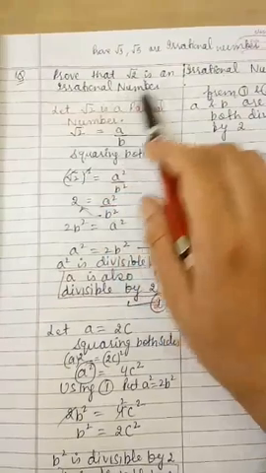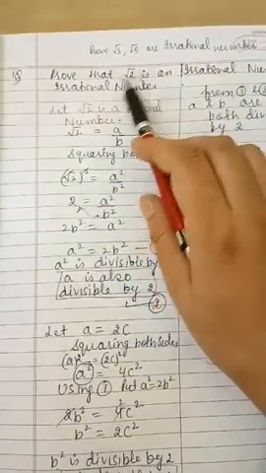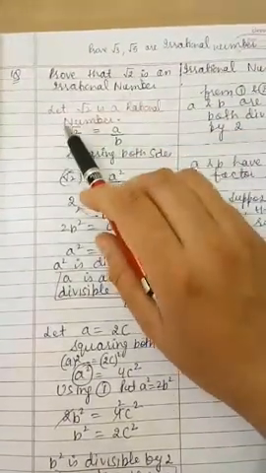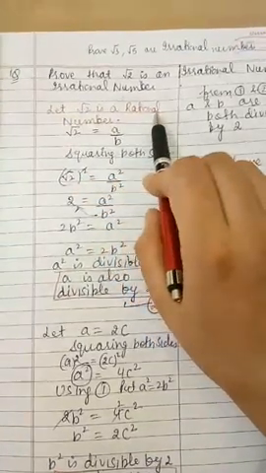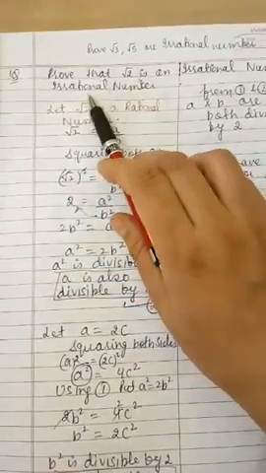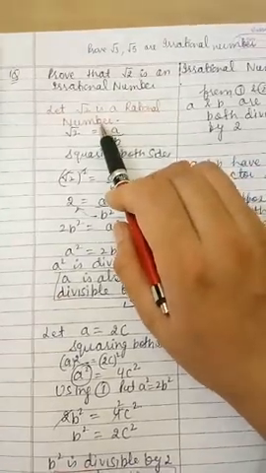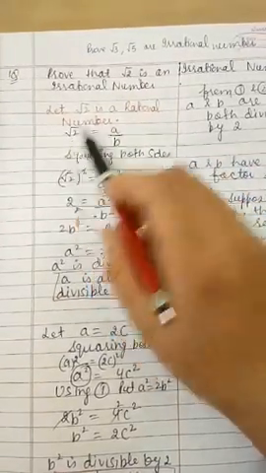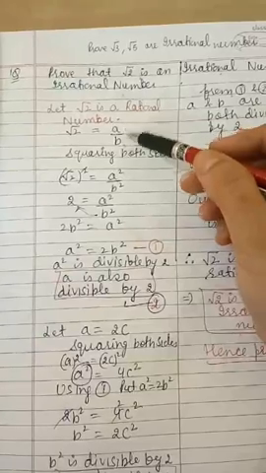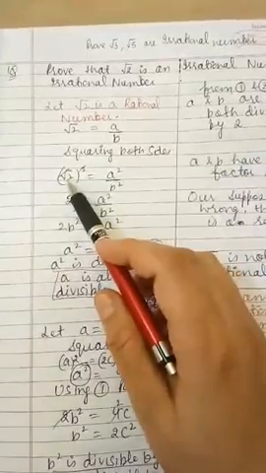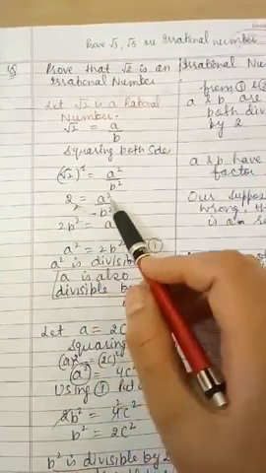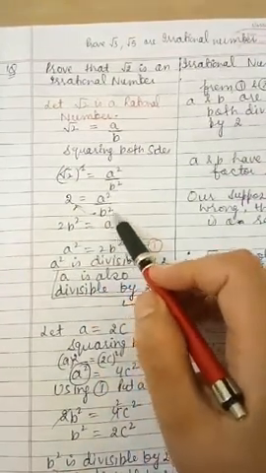So here what you have to prove? You have to prove root 2 is an irrational number. So what we will do? We will suppose, let root 2 is not an irrational number, it will be a rational number. So root 2 is a rational number. It can be written in the form of a upon b. Then we can do squaring both sides. Here you can see square root will cancel. 2 is a square over b square.